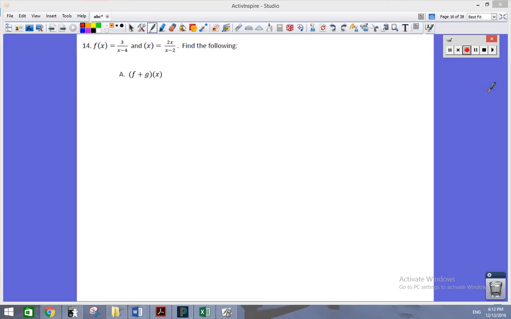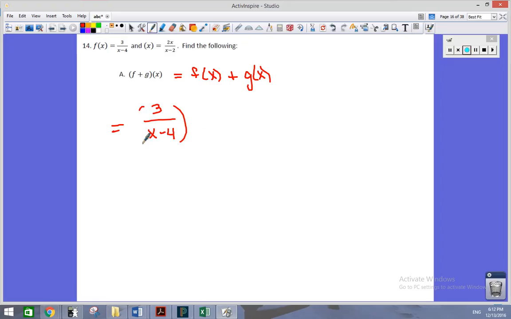We're taking a look at problems for the semester review for college algebra. Here they're just giving me two functions and asking me to perform function operations of addition, subtraction, and so forth. So it's pretty straightforward. This is the notation for f of x plus g of x. F of x is 3 over x minus 4. G of x is 2x over x minus 2.